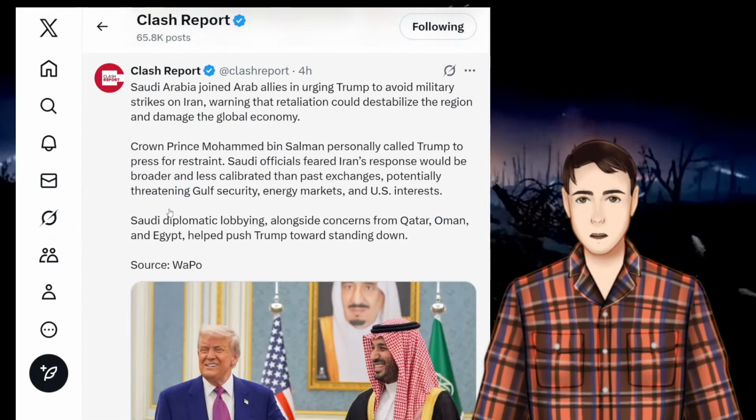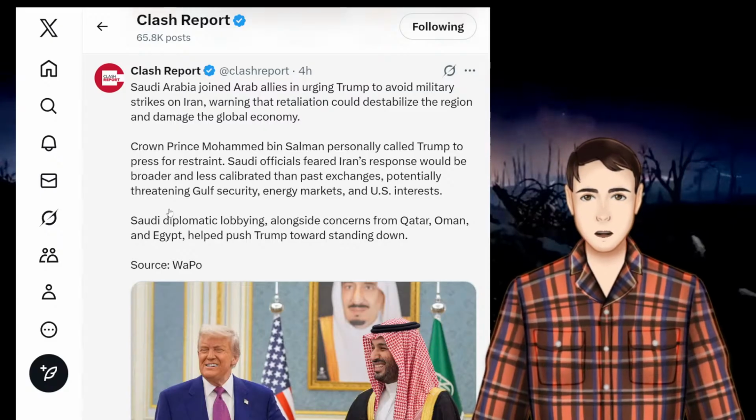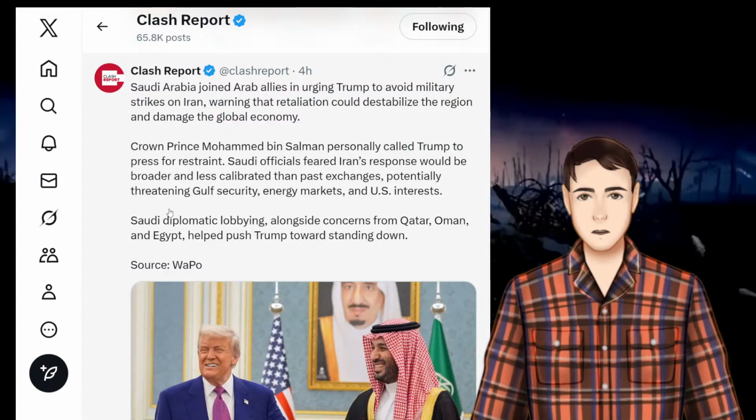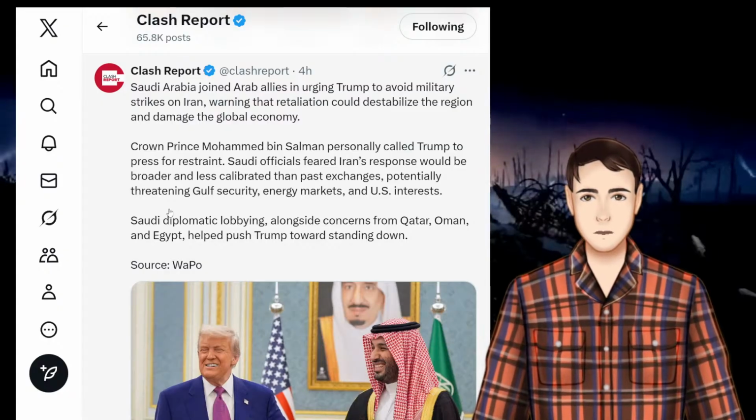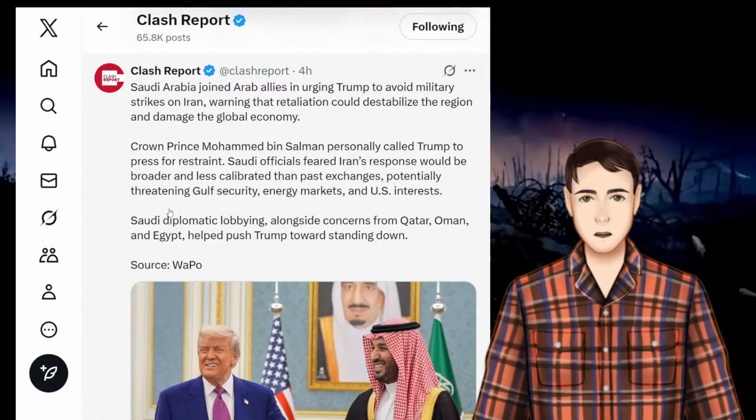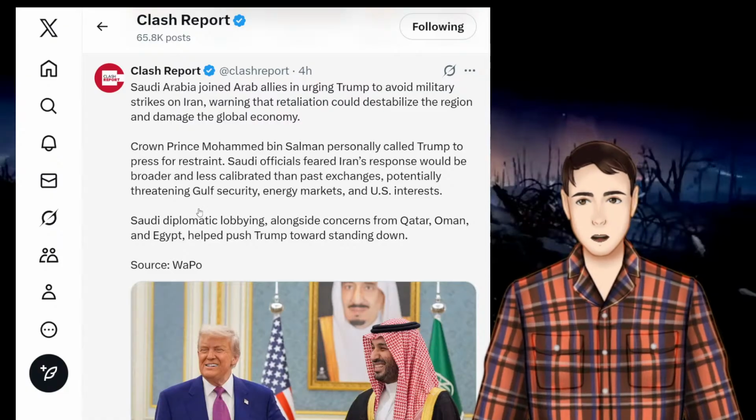Saudi Arabia joined Arab allies in urging Trump to avoid military strikes on Iran, worrying that retaliation could destabilize the region. Crown Prince Mohammed bin Salman personally called Trump to press for restraint. Saudi officials feared Iran's response would be broader and less calibrated than past exchanges, potentially threatening Gulf security, energy markets, and U.S. interests. Saudi diplomatic lobbying alongside concerns from Qatar, Oman, and Egypt helped push Trump towards standing down.